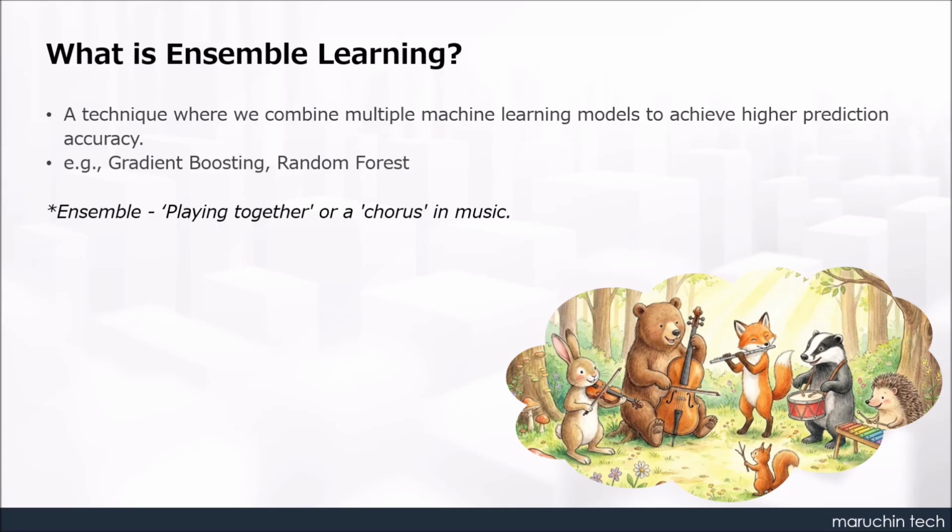Ensemble learning is a technique where we combine multiple machine learning models to achieve higher prediction accuracy than a single model could achieve alone. By leveraging the strengths of each model to compensate for their weaknesses, we can build a model with higher generalization ability. As a side note, the word ensemble comes from French, meaning playing together or a chorus in music. Just like a choir sounds better than a solo, models often work better together.